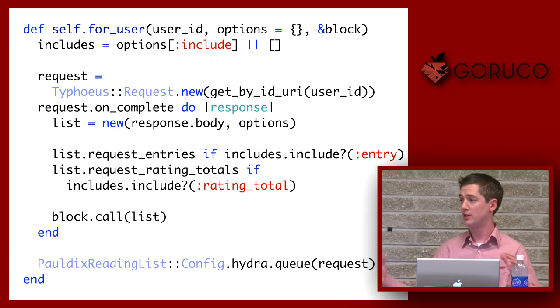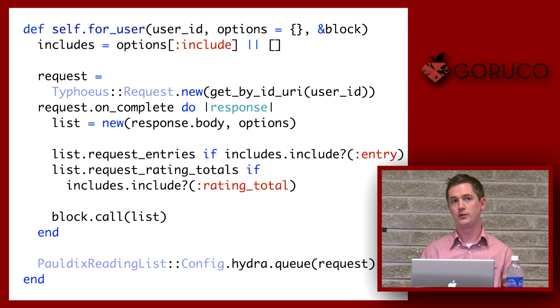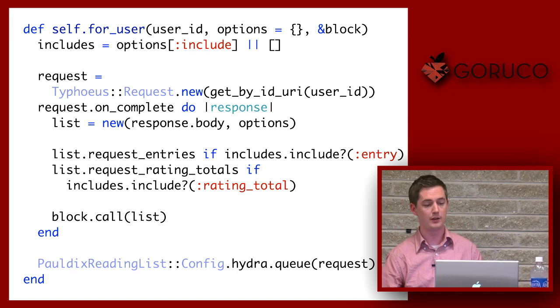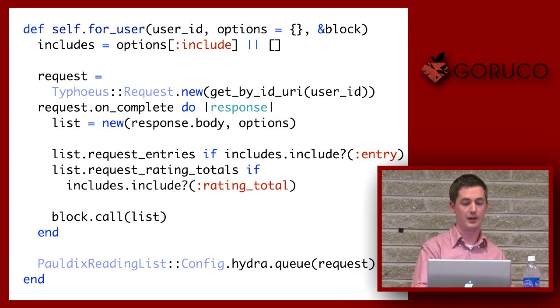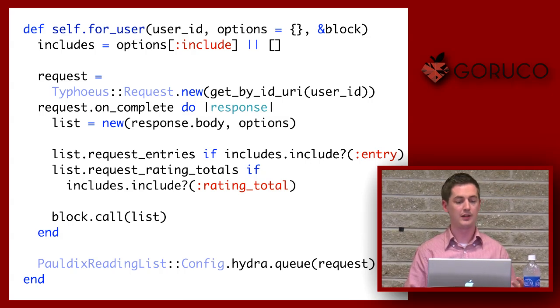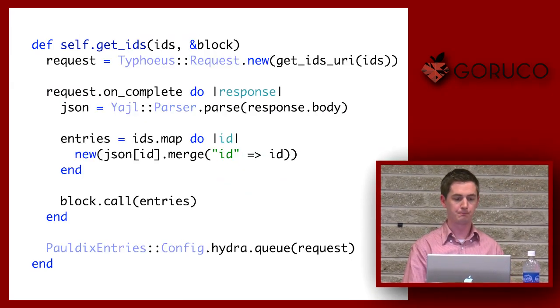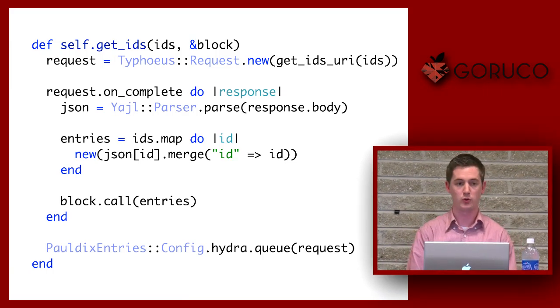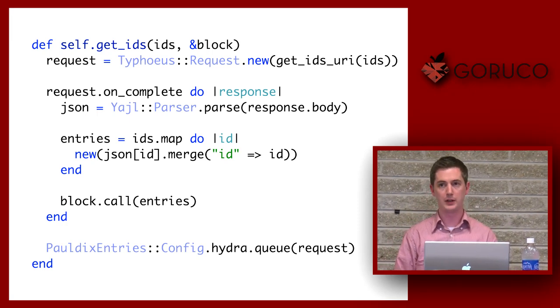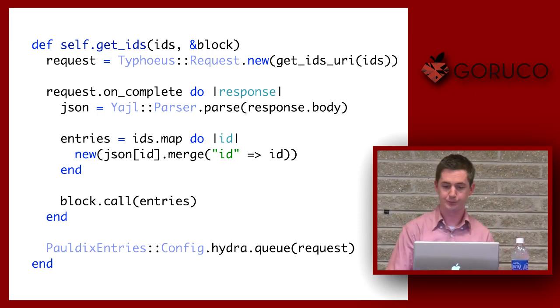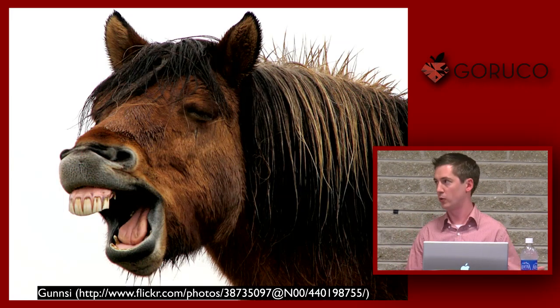Now in this case, the reading list is the first thing that has to be retrieved, so that can't happen in parallel with anything else. But the fetch of the entries and the fetch of the ratings can happen in parallel as soon as the reading list has come back. So it says, get the ratings and get the entries. And here is what the call to get the entries looks like, which is, again, just make a request, create an onComplete handler, and queue it up.